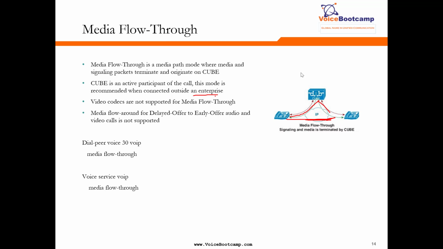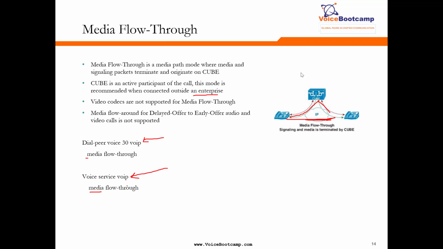Video codecs are not supported when you configure your network to use media flow through, and because of that, it also does not support delayed offer to early offer for audio and video calls. To configure media flow through, you can do it two ways: dial peer level or global level. At the dial peer level, you type dial-peer voice 130 voip, then you say media flow-through. On the voice service level, you say media flow-through.